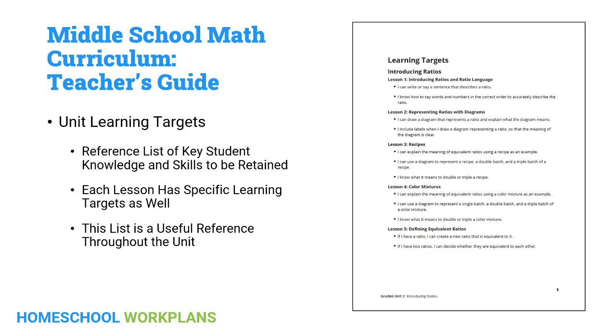So for example, for the second unit of 6th grade, which covers ratios, some of the unit learning targets are things like, I know how to say words and numbers in order to accurately describe a ratio. So putting those words and numbers in the correct order. Okay. If I have a ratio, I can create a new ratio that is equivalent. Okay. So two things that your students should be able to do at a certain point.